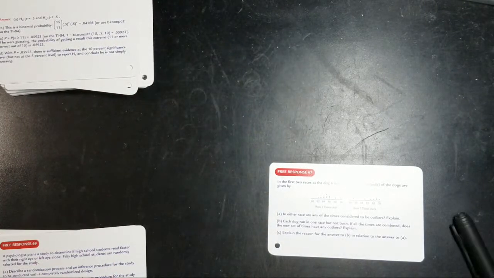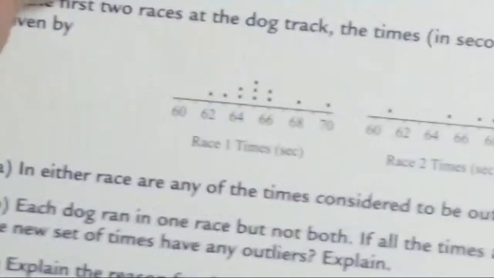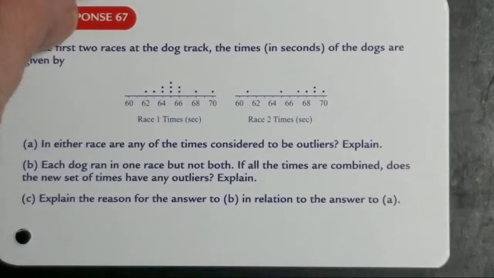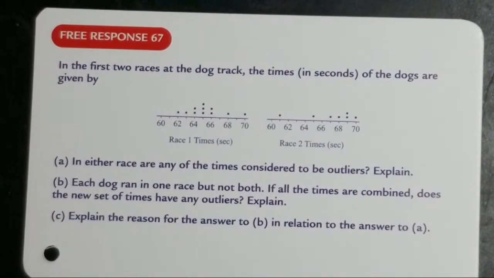Oh, here we go. Okay, let's talk about this. Zooming in. There we go. In the first two races at the dog track, the time in seconds of the dogs are given like this. Race 1, race 2. Now again, I'm not even going to read the questions yet. I'm just going to look at these two graphs and make certain inferences based on what these two graphs are actually saying.